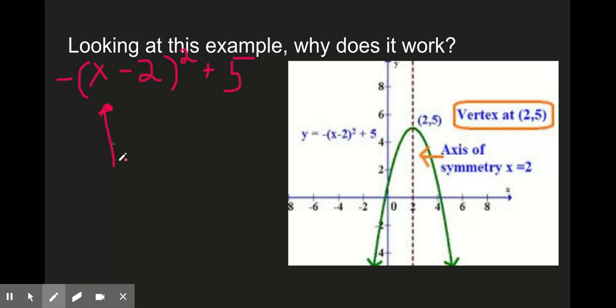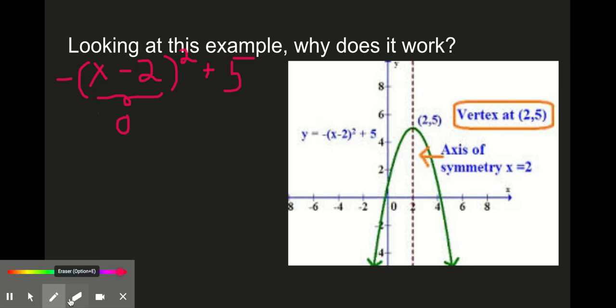The only way that could happen is if this right here, what's in the parentheses, becomes a 0. Because 0 squared versus negative 0 squared, there's no such thing as positive or negative 0. So it doesn't matter. So that's what I'm seeking out.